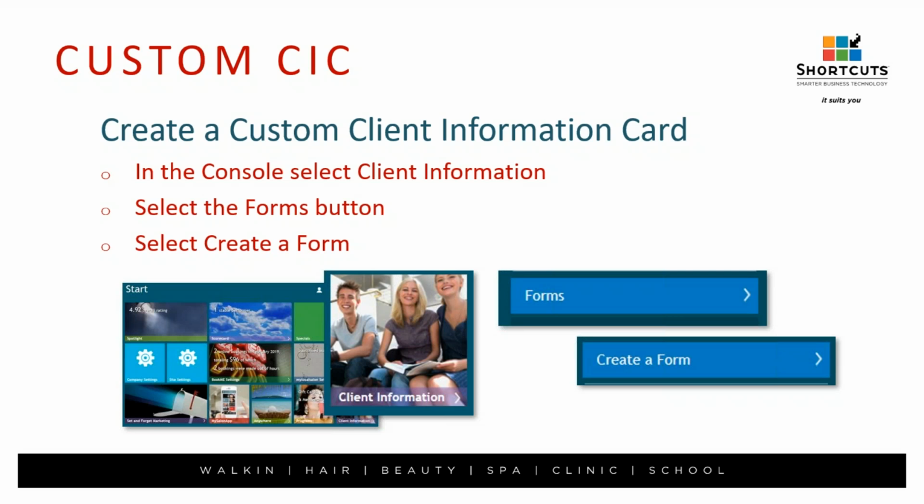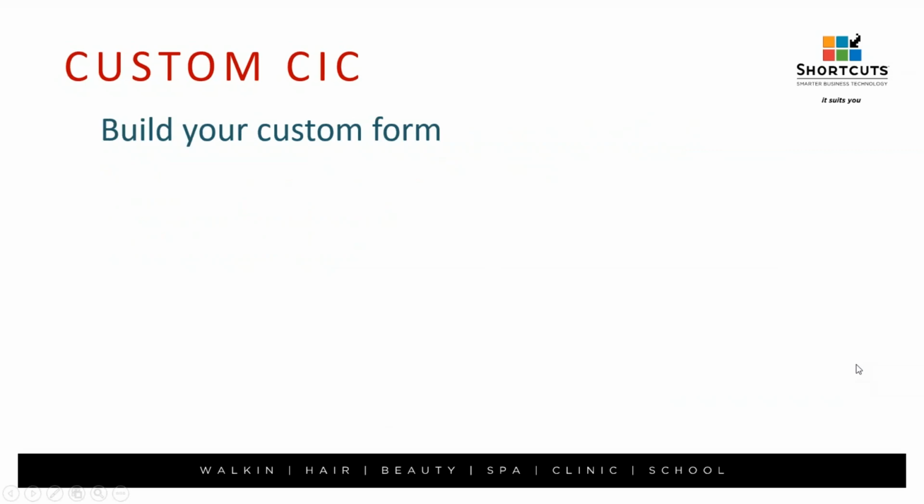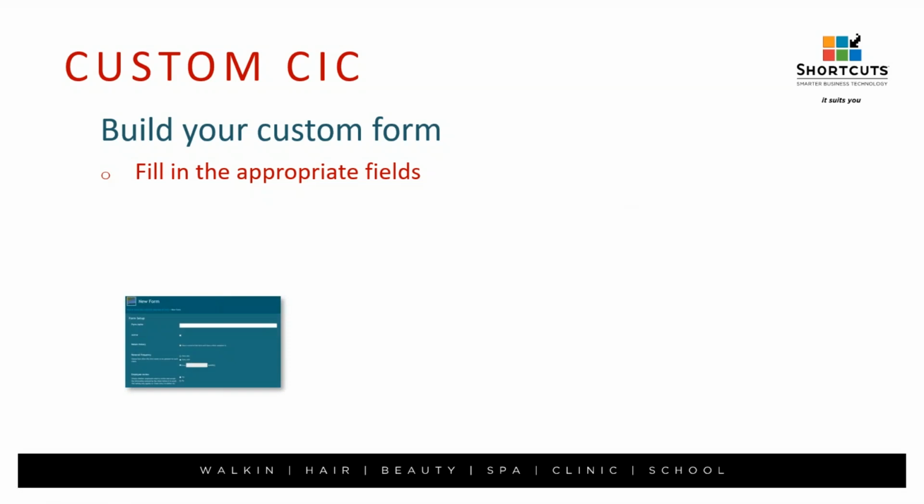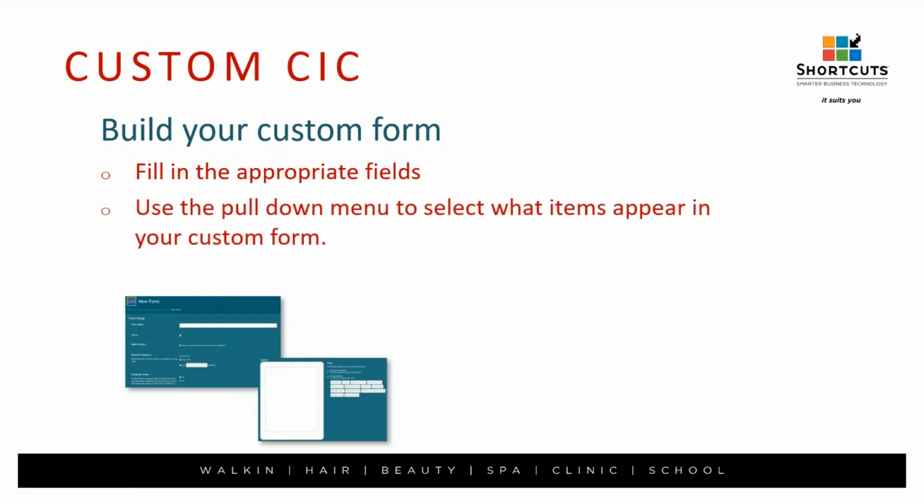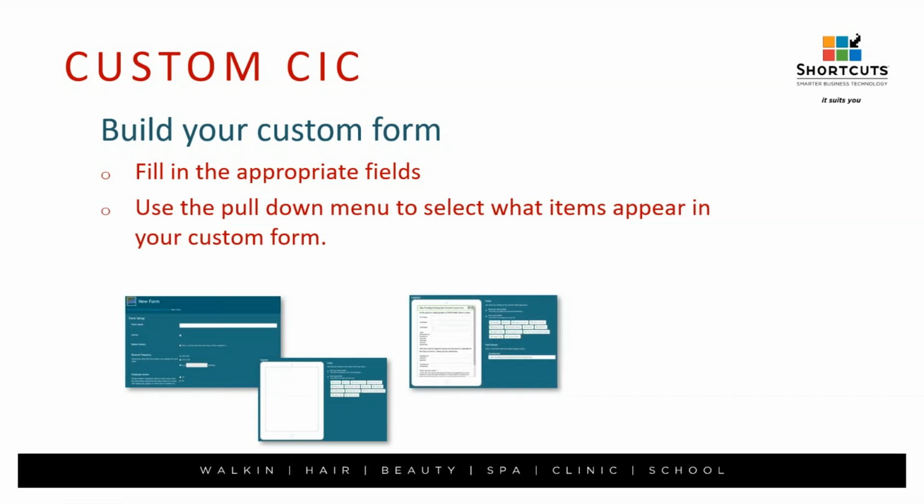But for more advanced things, you want to go to the console, select the client information button, select the forms button, this is on the right side, and press create a form. So I will go through the steps, and then I will show you an actual form. So to build a custom form, you're going to give it a name. You're going to tell Shortcuts, is this an active form? Yes or no. There's a little checkbox.